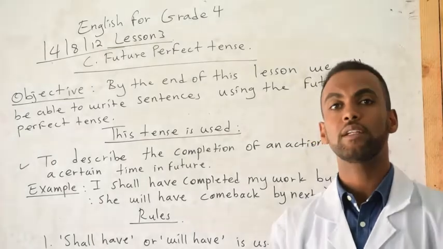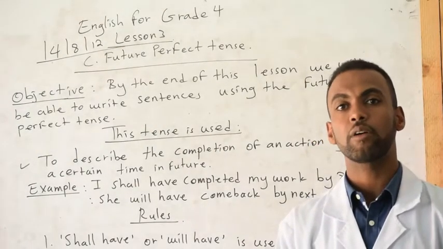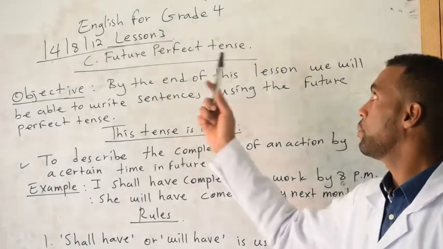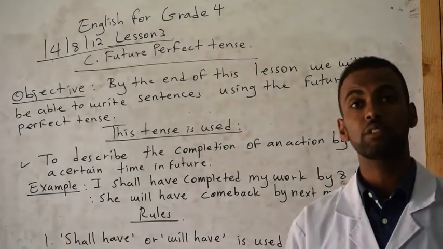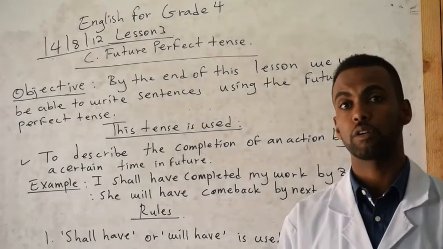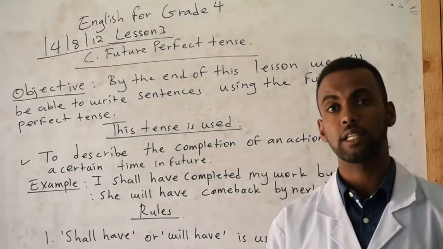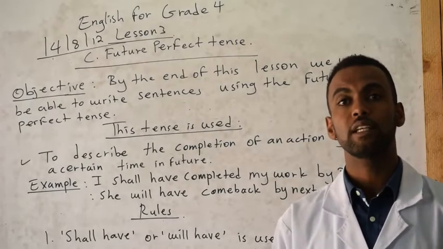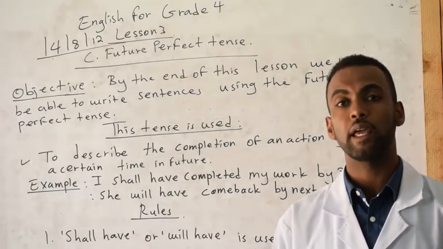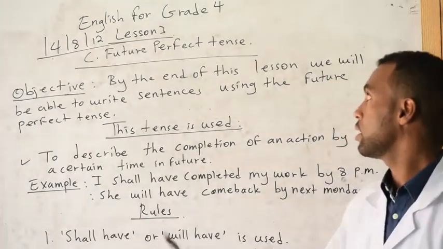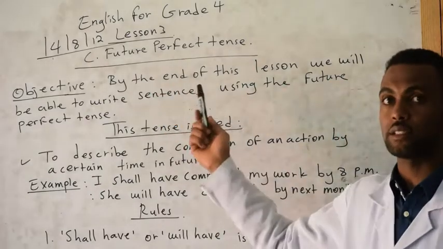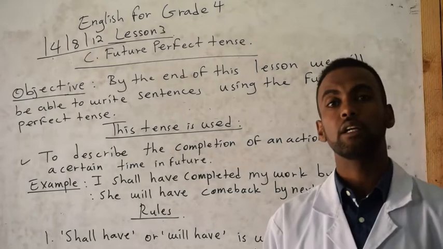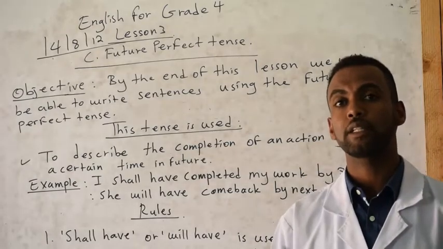Today we are going to learn lesson 3, and the topic of this lesson is future perfect tense. This is, of course, English for grade 4. But first, what is the objective of this lesson? The objective of this lesson is that by the end of this lesson we will be able to write a sentence using future perfect tense. But first, what is the usage of future perfect tense?